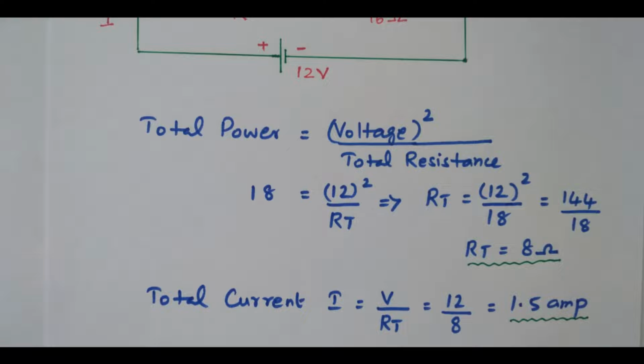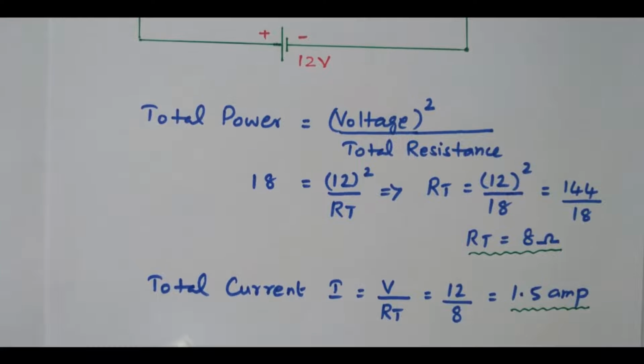So now we got the total resistance of the circuit as 8 ohm. From the total resistance we can easily calculate the total current. I equals V by RT. V is 12 volts, RT is 8 ohm. So it is 1.5 amperes. Right. So we got the total resistance by using the power formula, and from the total resistance we calculated the total current, 1.5 ampere. So one question is identified.